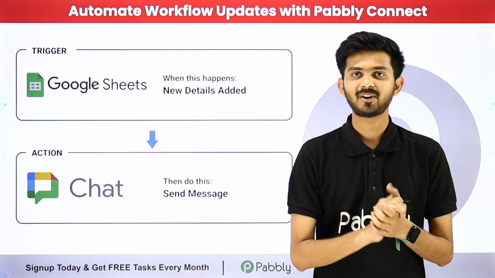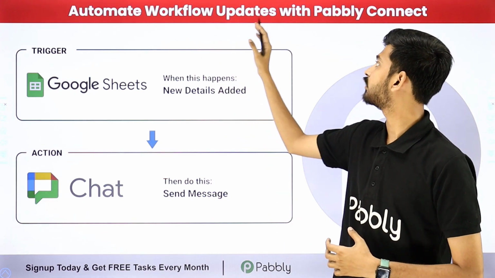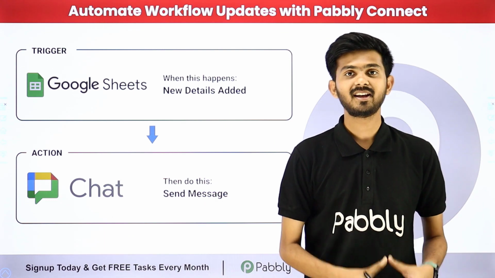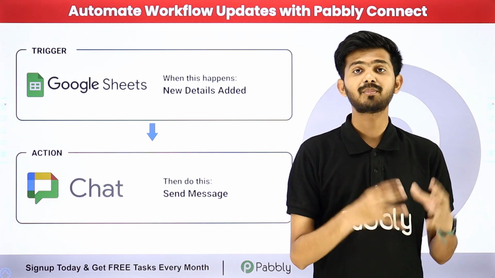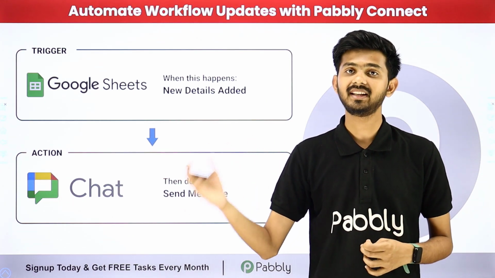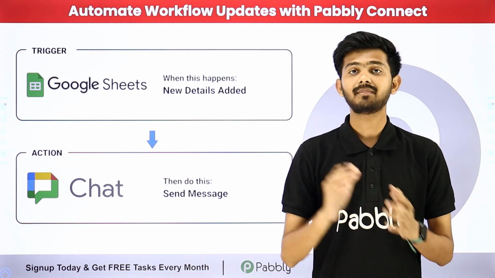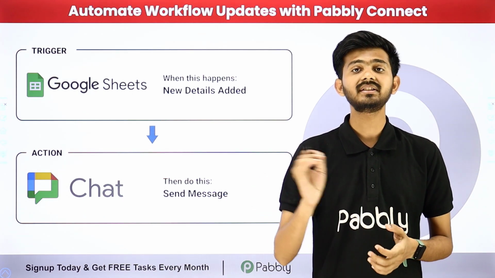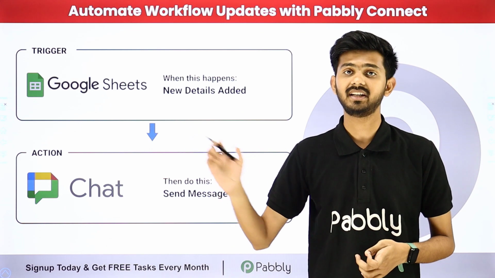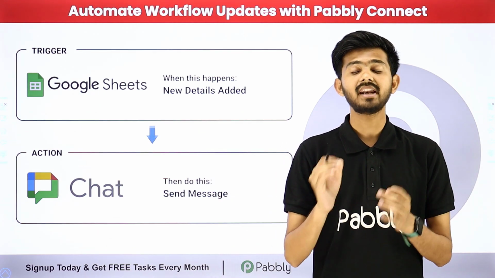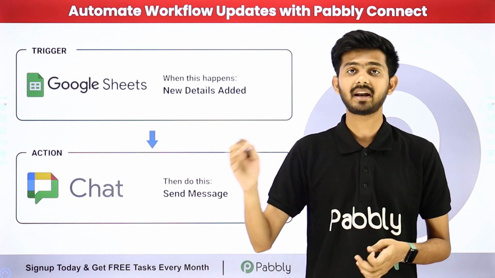Hello everyone, today our topic is how to automate workflow updates with Pabbly Connect. So here my objective is to ensure proper workflow of production and order delivery. For that I have set up some parameters and I have added all these details as a database in my Google Sheet. Now whenever we deliver any order, we have to fill all these parameters in Google Sheet.